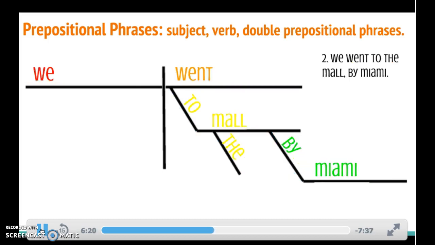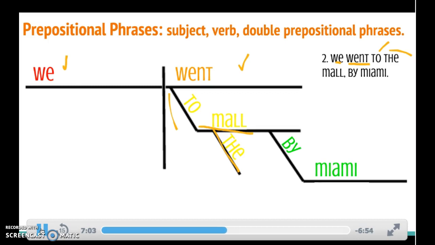Other example: we went to the mall by Miami. So what's our verb, our action, first of all? Went. So we're going to write went. Now, who went? Well, it's we, so we write it right here, went, we. Now we're going to read the rest of the sentence. To the mall by Miami. Well, our next word is to. To is a preposition, so it indicates there is a prepositional phrase. So we write to right here. Then the mall. The is describing the mall. So we're going to write the below the mall, and the mall beside our preposition.